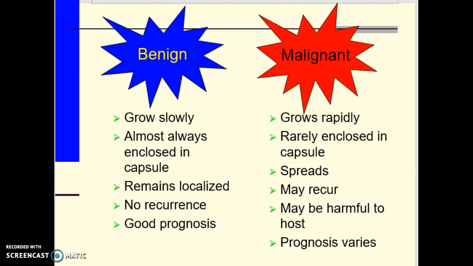Benign means it's very slow growing or not growing at all. Might be encapsulated, localized, no recurrence, and there's a great prognosis for a benign tumor. Malignant, not so much. Grows rapidly, rarely enclosed, it spreads, very harmful, and the prognosis can vary because we can treat malignant cancer. It's just not as easy.